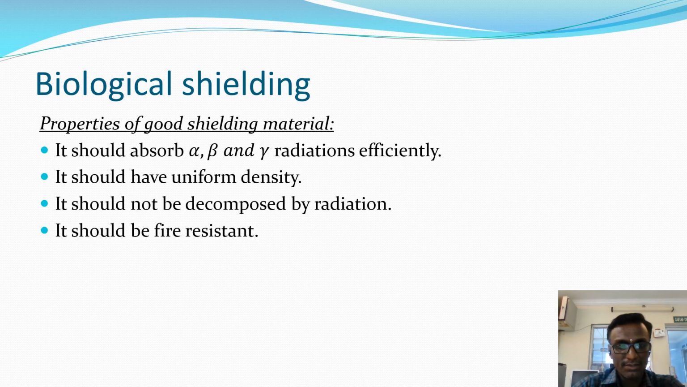So biological shielding, as we have already discussed, should be able to absorb alpha, beta, and gamma kinds of radiation that have been effectively taken from the nuclear reactor. The shielding material should be of uniform density, and it should not be decomposed by radiation. It should be fire resistant as well.